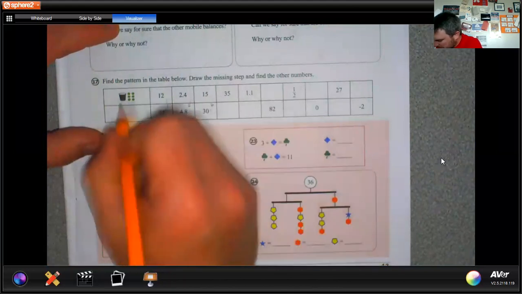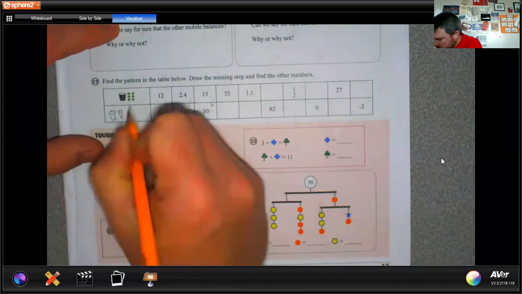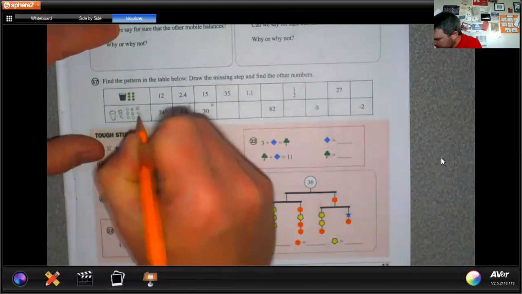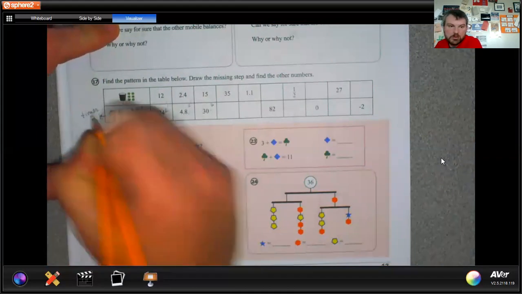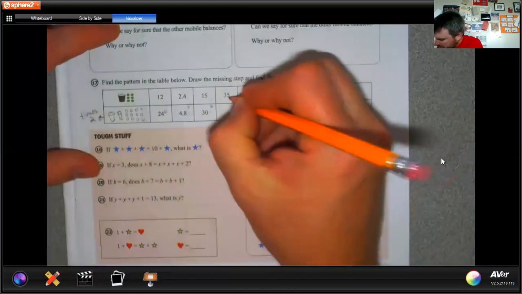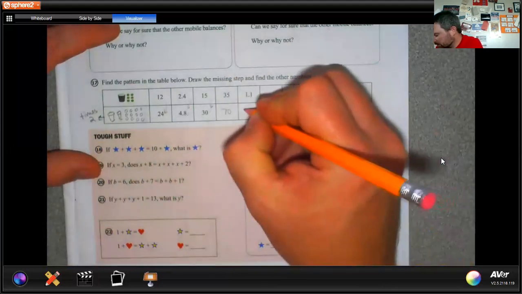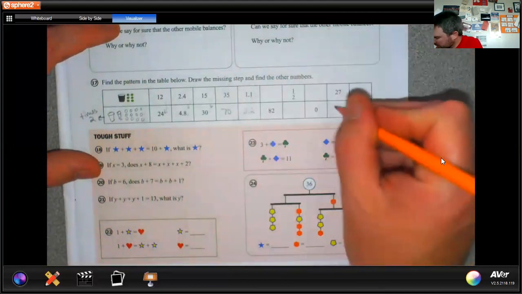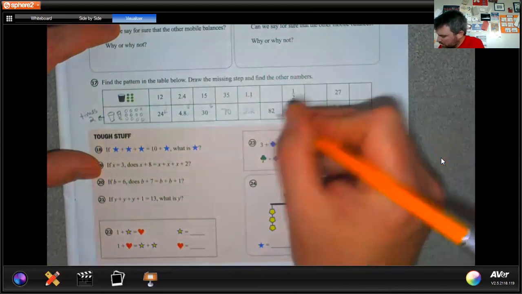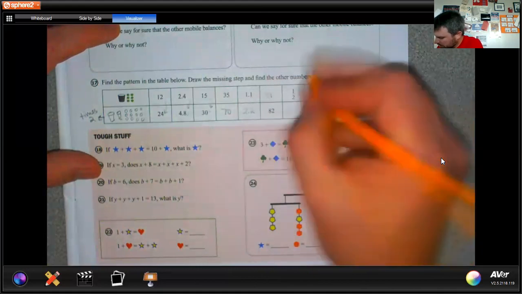So I need a picture here. That means I got 2 buckets and 12 marbles. So right over here, times 2. So you just multiply it by 2. So 35 times 2 is 70. 1.1 times 2 is 2.2. 27 times 2 is 54. And I got to go the other way, so we're dividing by 2. So that's 41. Oh, I forgot to multiply this one by 2.